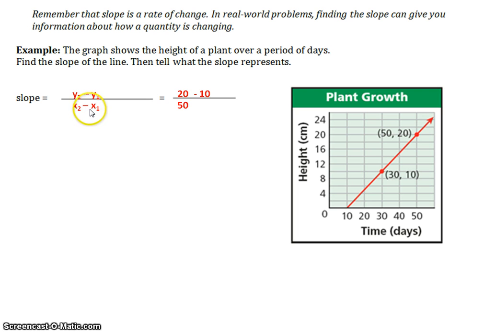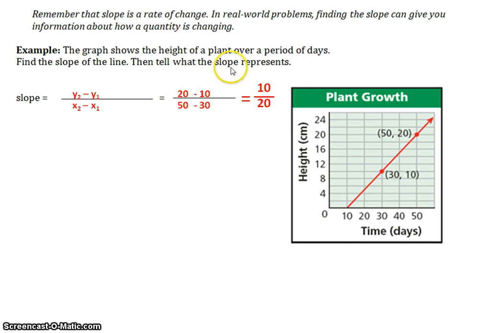Now I'm going to subtract x from group 1. I go to group 1, and I see that the x value is 30. So 30 is going to go up here in the denominator. Now I'm going to simplify 20 minus 10 and 50 minus 30. I'm going to come up with 10/20ths. Now that's the slope of the line.